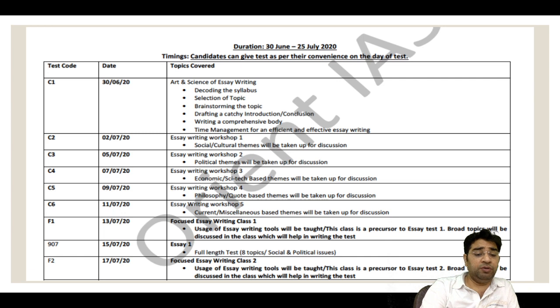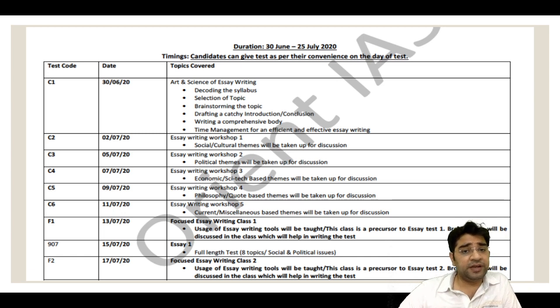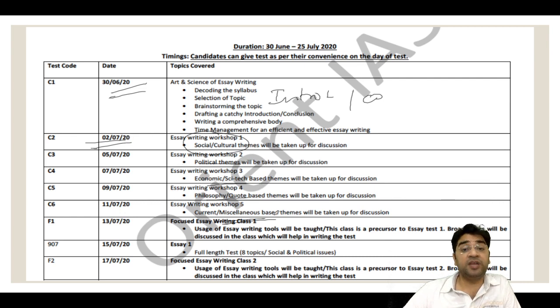So this is the duration of the classes. This is the whole schedule given over here, and this is how we'll be moving forward. We have discussed the art and science of essay writing. We'll be adding one more class to this, about introduction writing, body writing, and conclusion writing. Then we'll be moving to sector-specific essays, where components will be there. Then writing socio-cultural themes, political themes, economic themes, philosophical themes, then current and miscellaneous themes.